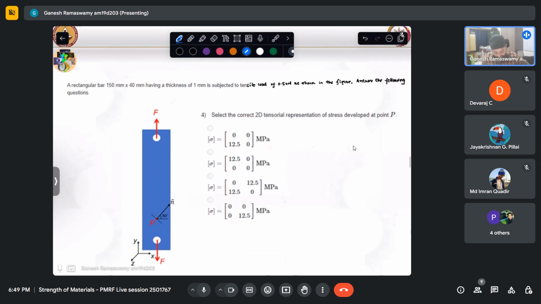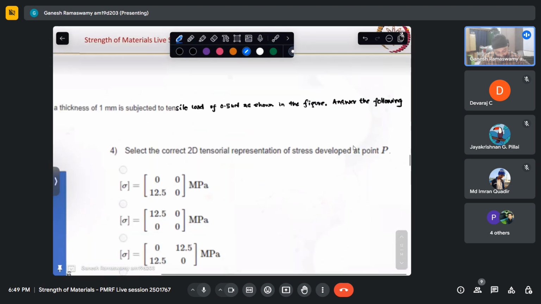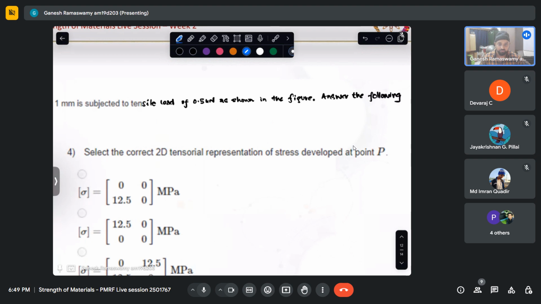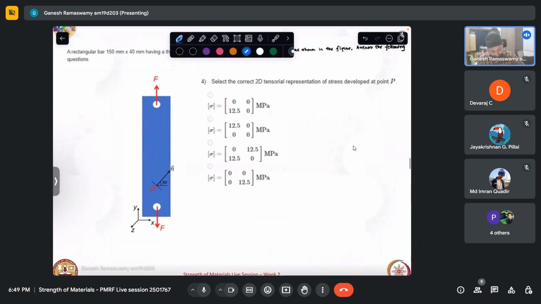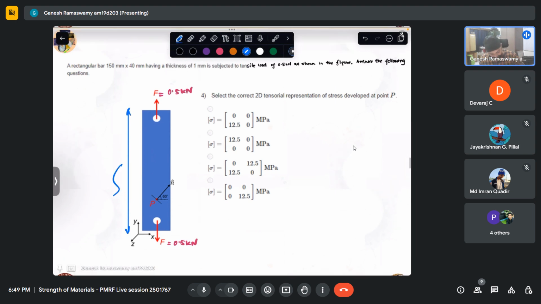So we have a rectangular bar that has dimension 150 by 40, having a thickness of 1 mm, that is subjected to a tensile load of 0.5 kilonewton as shown in the figure. Answer the following question is what is asked. So what have we been given? This force is given to be 0.5 kilonewton. Now from the diagram itself we can see that this has to be 150 mm, when they have given the longer dimension.